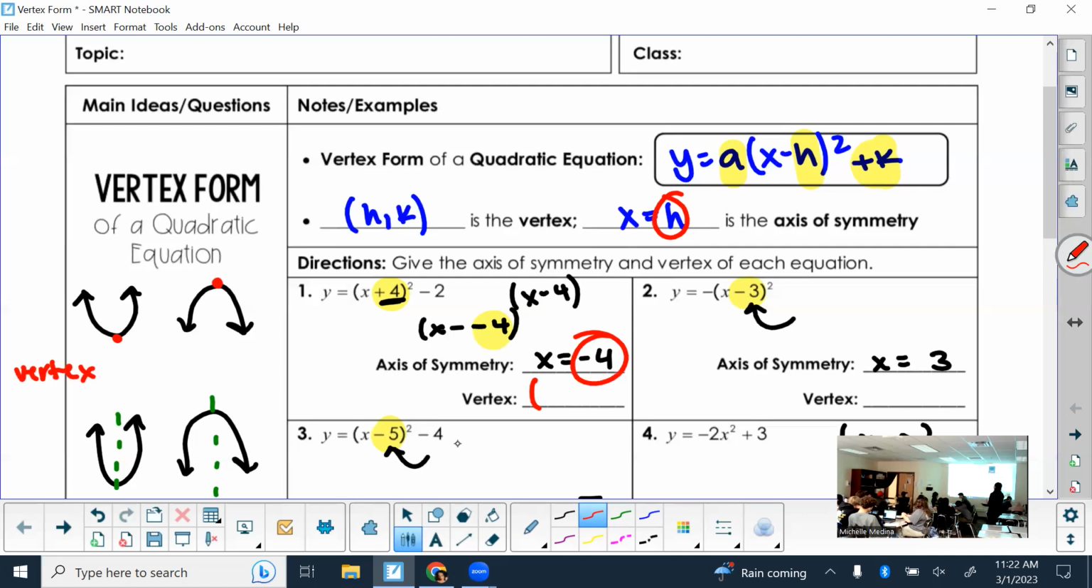Negative. We already went through how to find it in the formula. Make sense? Okay. So -4 is my H of this problem. What number is in the K position?